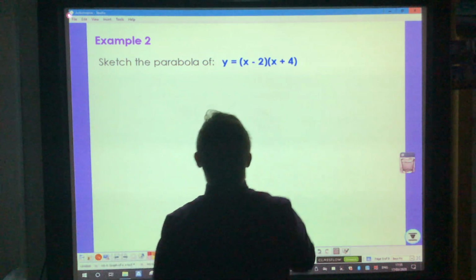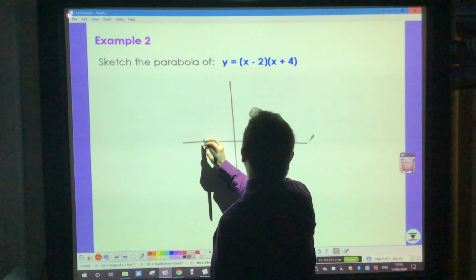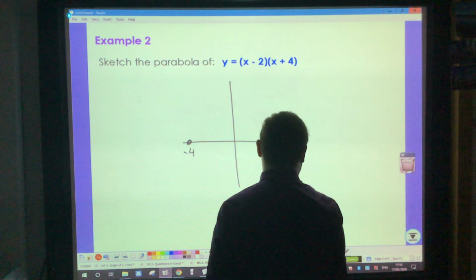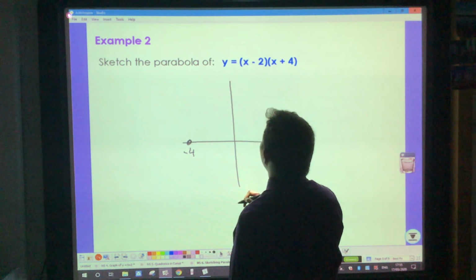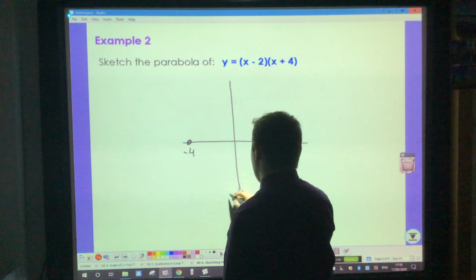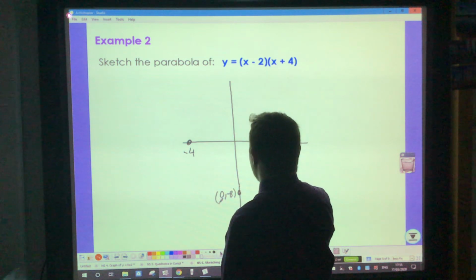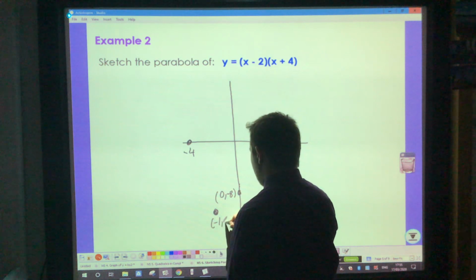Okay, for this one, you want to have your roots as -4 and +2. Bring that a wee bit too close. Your y-intercept is going to be (0, -8), so down there. And your turning point is actually going to be (-1, -9), sorry.